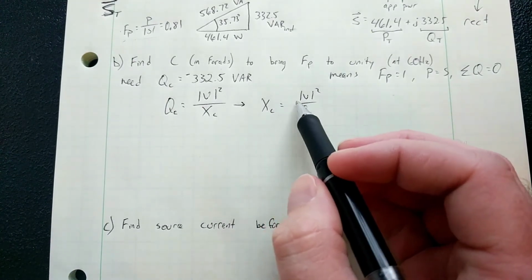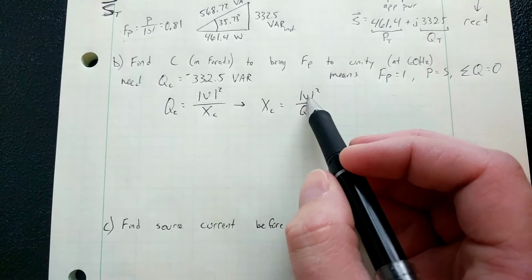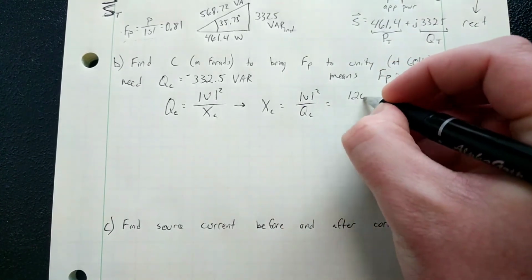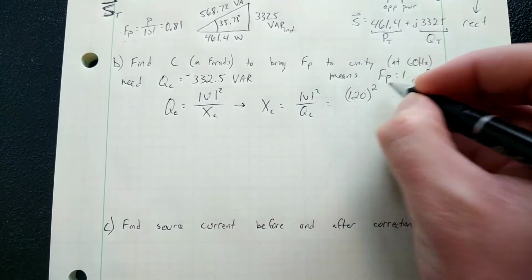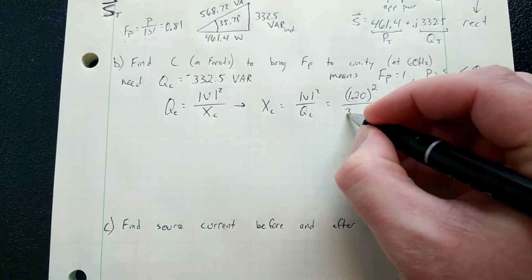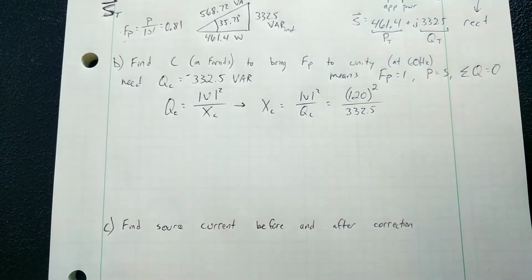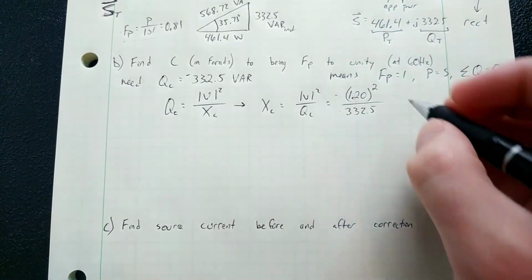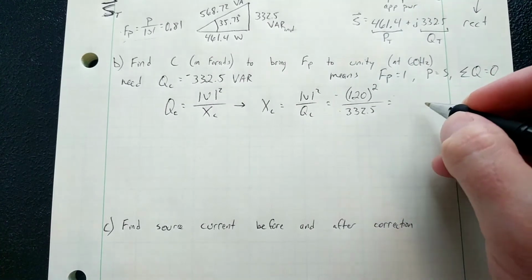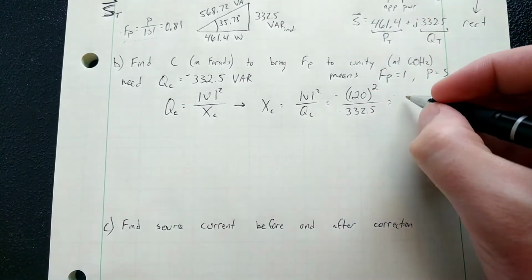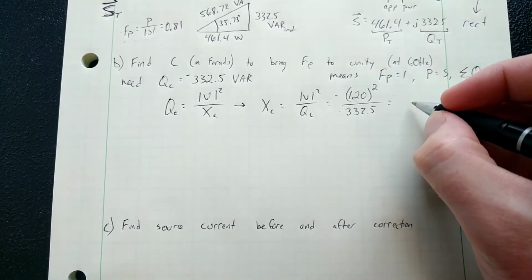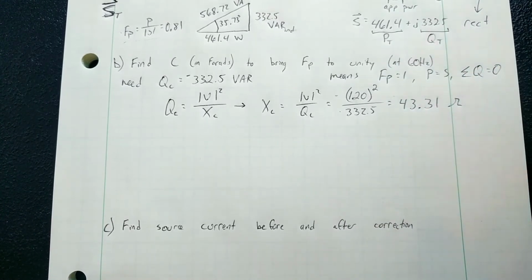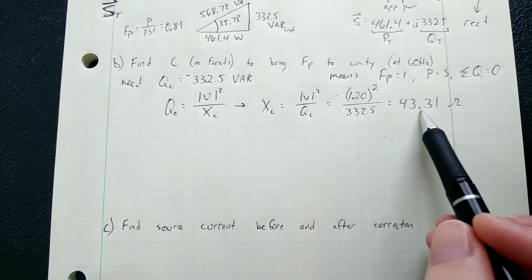But this is the best one because we're going to correct it from the source, and we already know the source voltage. It's just its magnitude, so we don't need the angle, 120 squared over 332.5. If you want to be technical about it, we need a negative and a negative, but those cancel out. So it doesn't really matter, as long as your X is positive, the negatives will cancel out. And what we get here is 43.31 ohms.